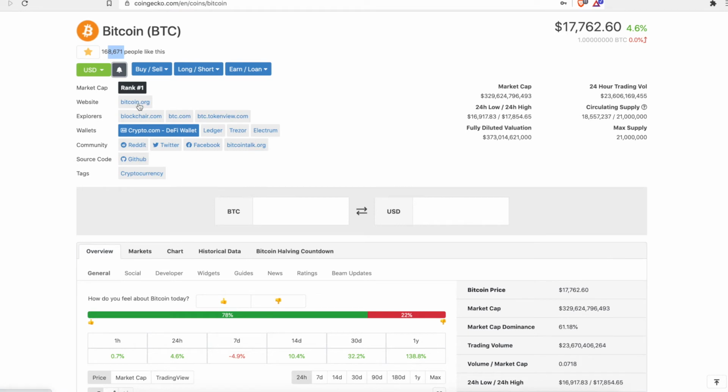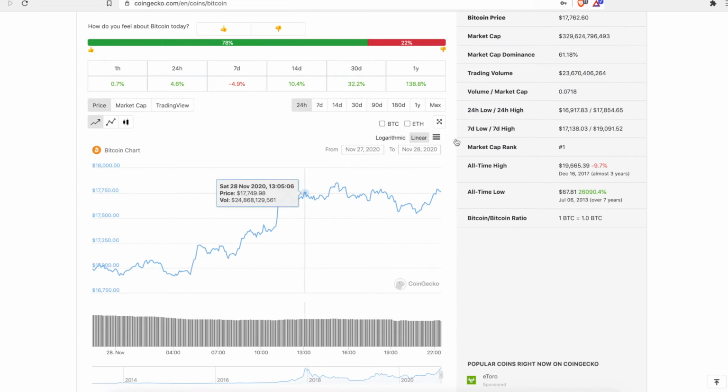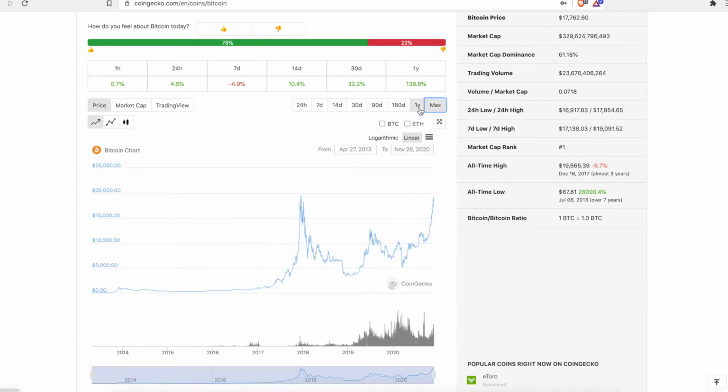Here's just some links. You can go to Bitcoin.org. That's their website. You can go to Bitcoin Talk, Facebook, Twitter, Reddit. These are just the different social media and communities so you can learn about it. Obviously, here's your chart. I think every site that's going to be like this, CoinMarketCap, CoinGecko, etc., they're going to have charts.